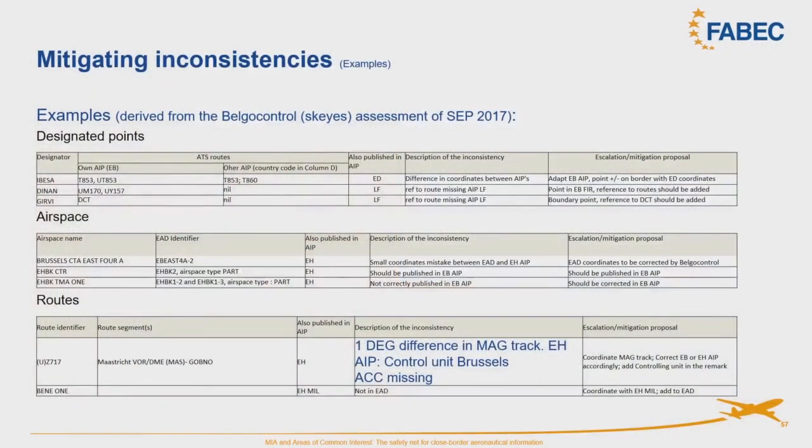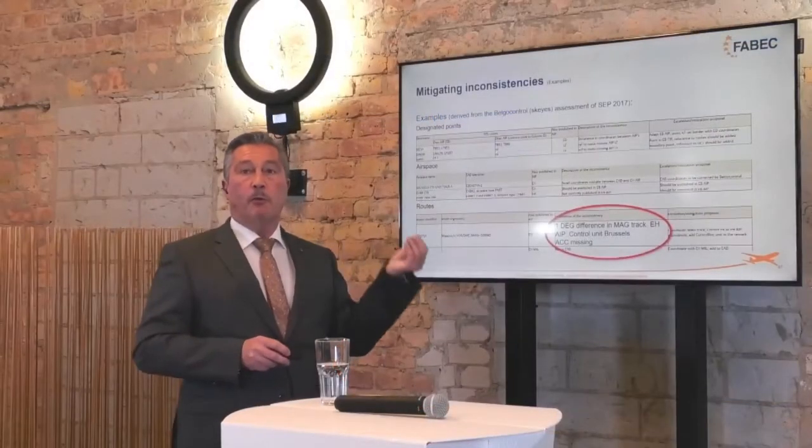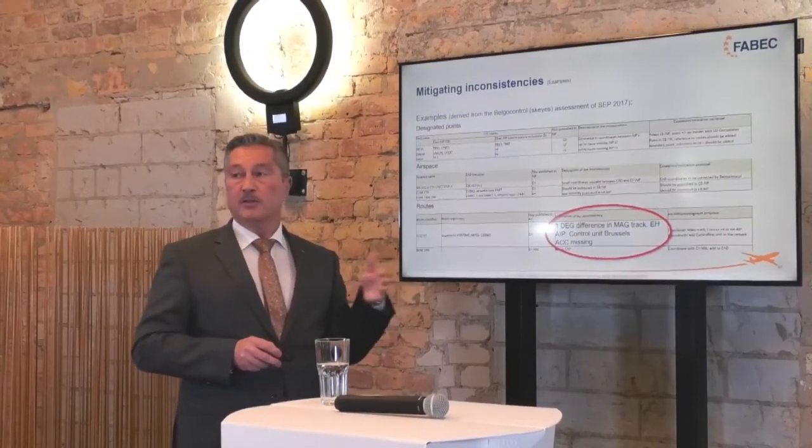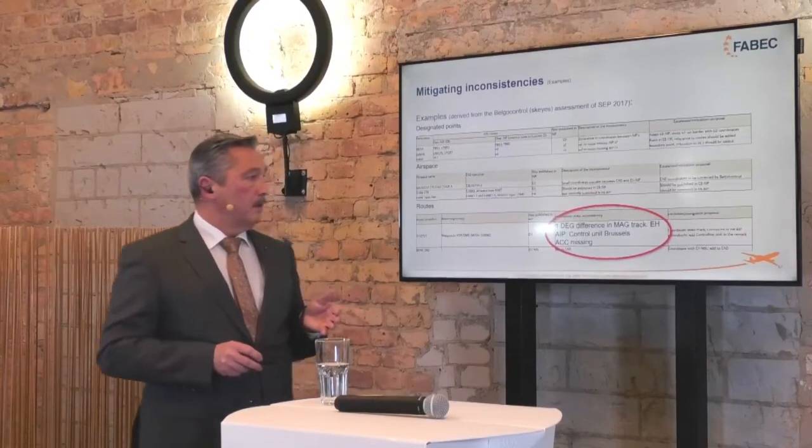I show you one example here, which is a kind of textual difference. It states that for the Upper Zulu 717, a route in there, there's a 1 degree difference in the magnetic track, and that in the Dutch AIP, the control unit Brussels HCC is missing. So these are very tiny bits, but still they are inconsistencies. And in the digital world, you cannot afford having inconsistencies, regardless of what they are. It's either 0 or 1. There's not a 0.5 in that. Okay.